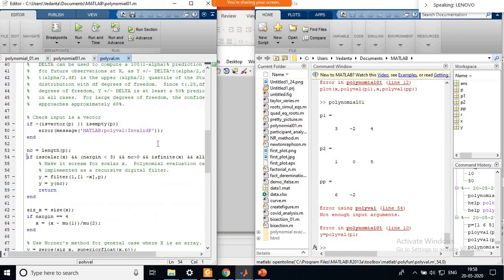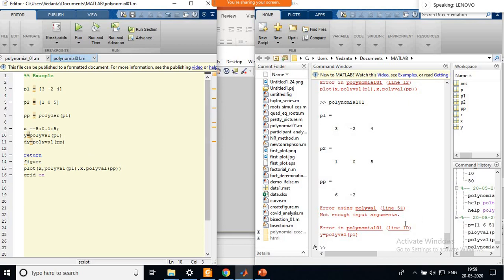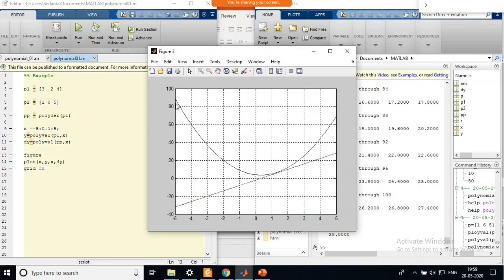It is showing the error not at this line, but somewhere in another function. So there is an error here. I need to give an input argument x here as well as here. We are missing it. So now I can write y here and dy here, and I will remove the return here and plot it. You can see it here. This is my second order equation, and if you take a derivative of it, it will become a straight line. That is what you can do simply.